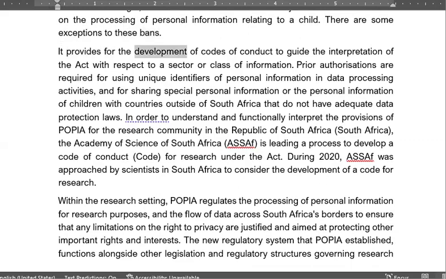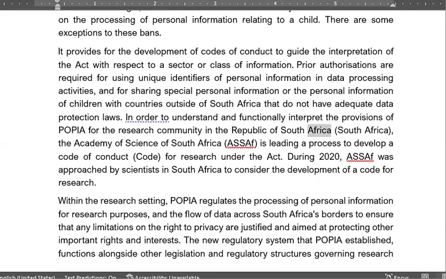It provides for the development of codes of conduct to guide the interpretation of the Act with respect to a sector or class of information. Prior authorizations are required for using unique identifiers of personal information in data processing activities, and for sharing special personal information or the personal information of children with countries outside of South Africa that do not have adequate data protection laws.